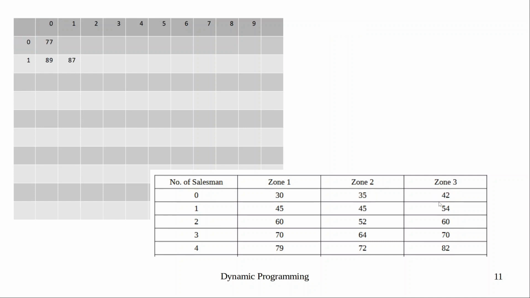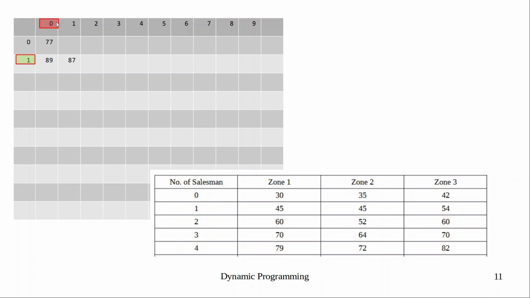Now let's get ahead. What if we allocate one salesman to zone 2? That is, we have allocated 8 salesmen to zone number 1 and 1 salesman comes to zone 2. Now we have two options here. One option is we allocate 0 salesmen in zone 2.